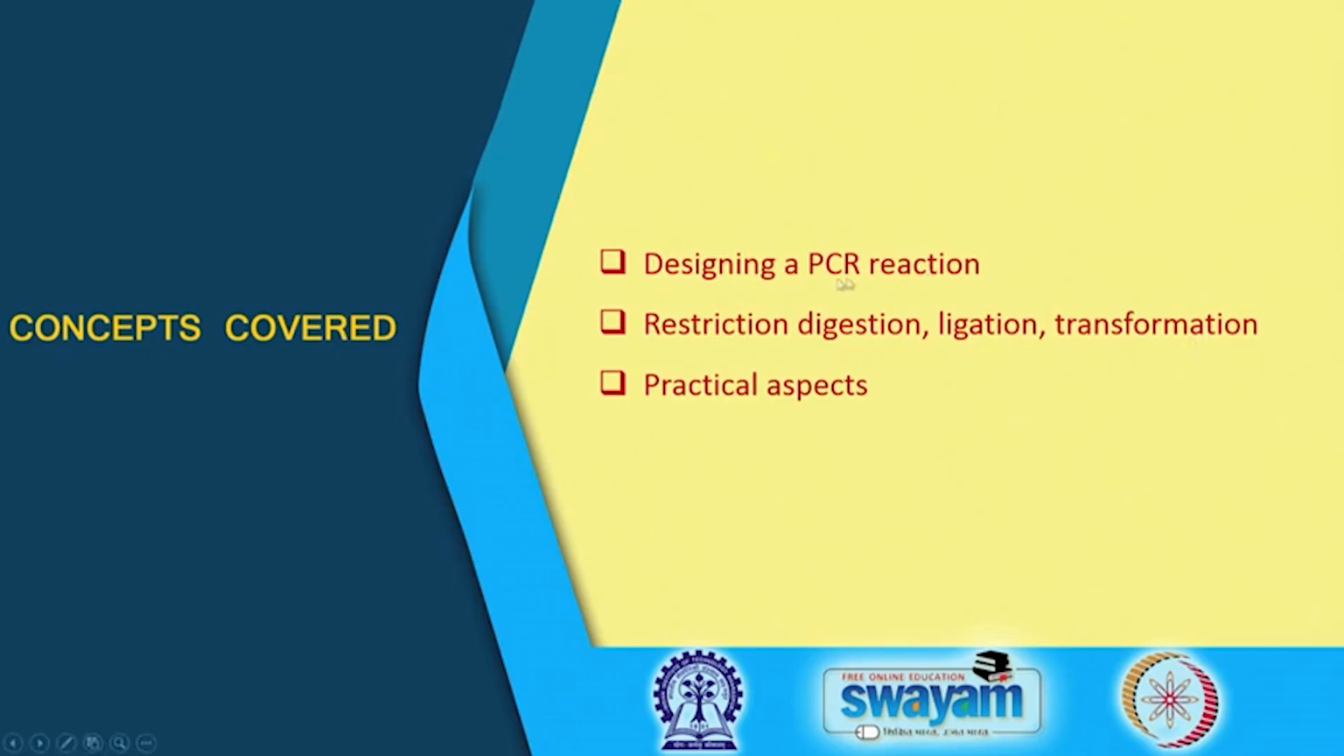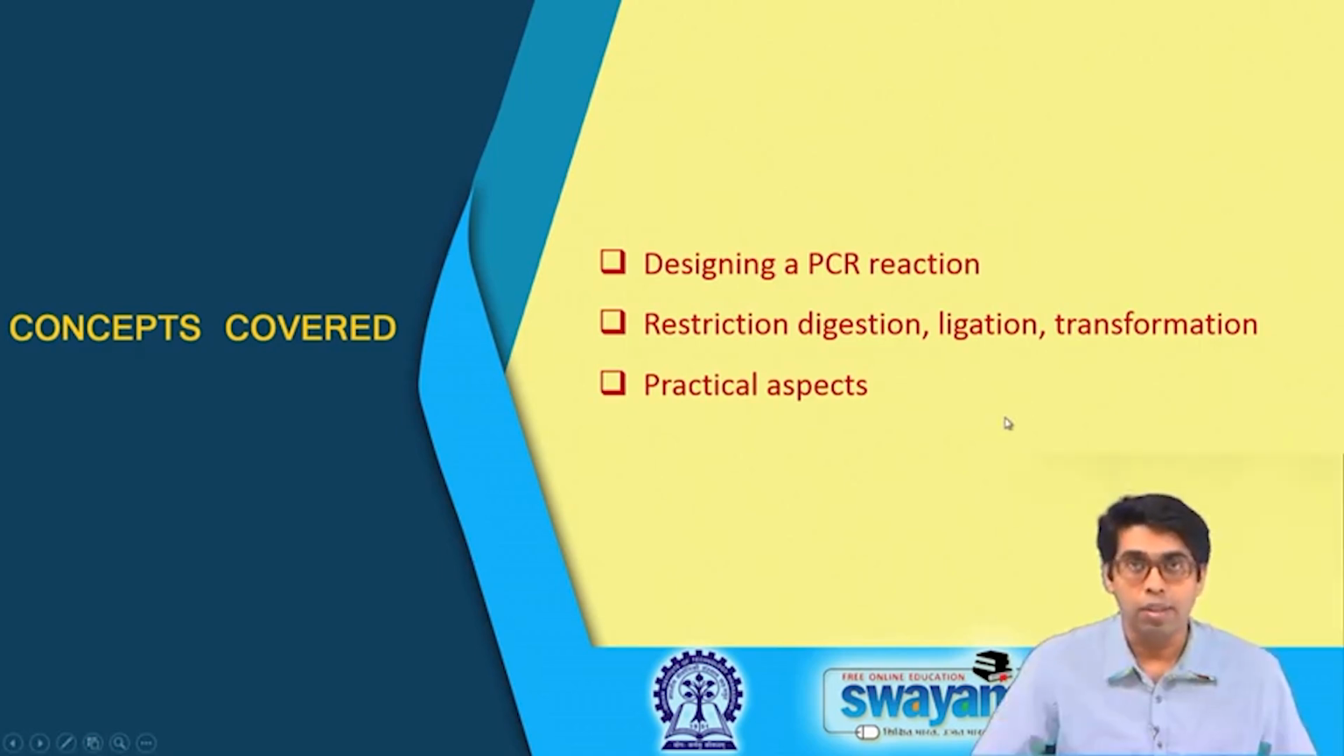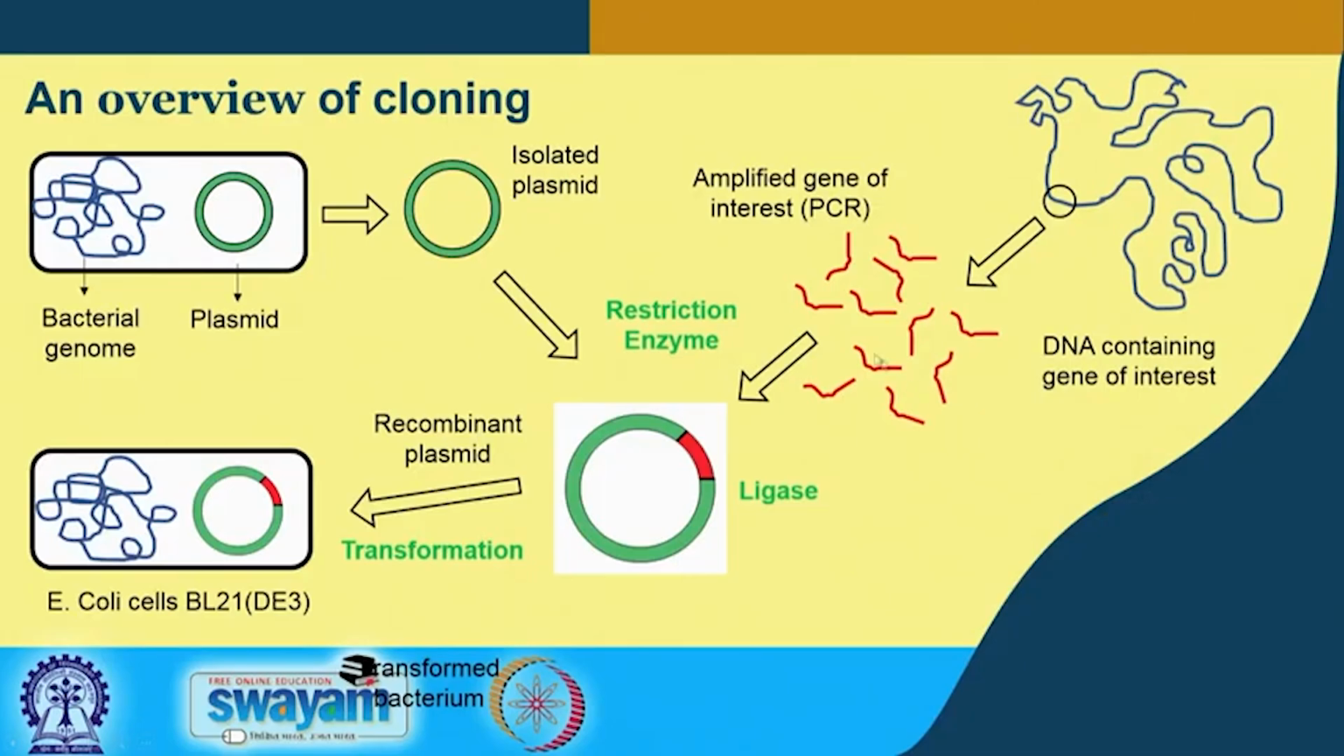So, I will talk about designing a PCR reaction. This is the crux of this experiment, and then I will talk about how you do restriction digestion, ligation, and finally transform this ligated product into a bacterial cell. And as usual, I will talk about the practical aspects of these experiments. So, this is again the overview of this cloning process.